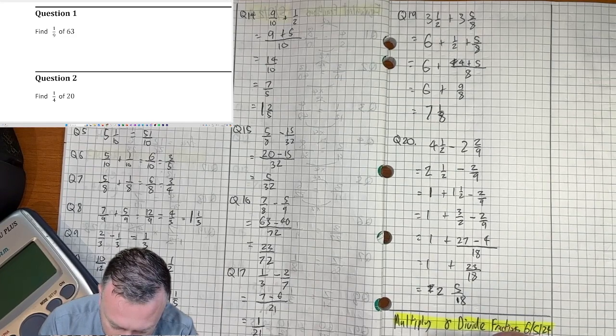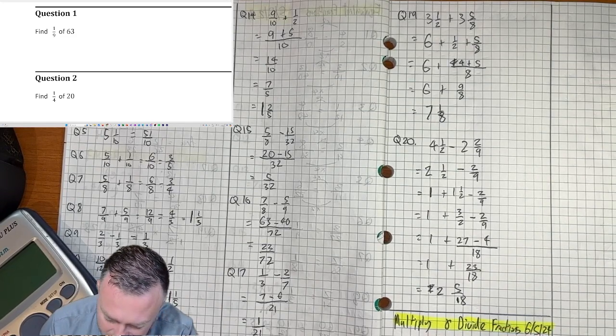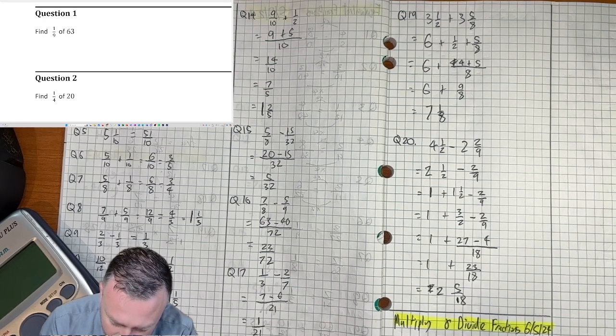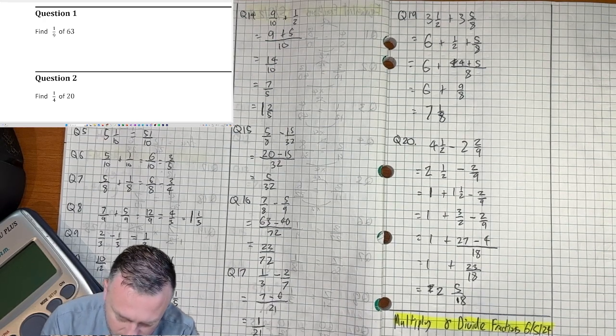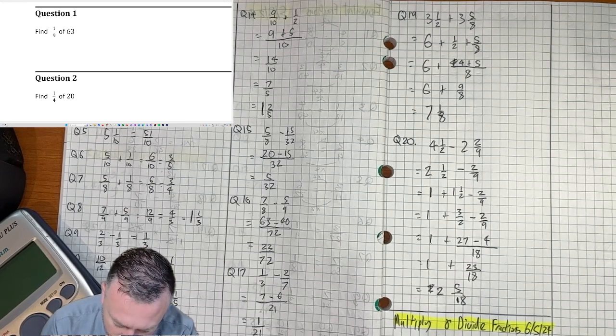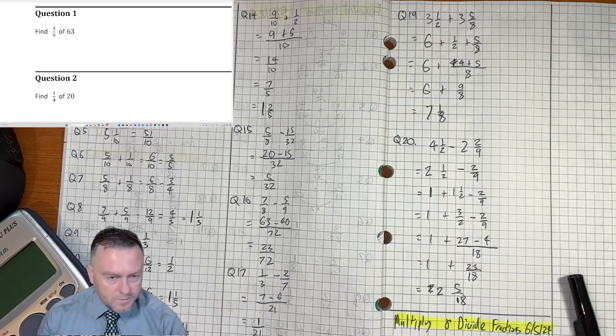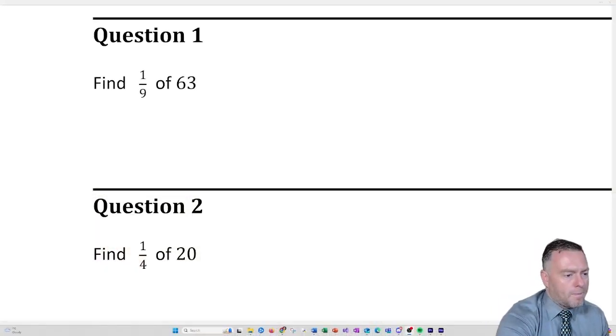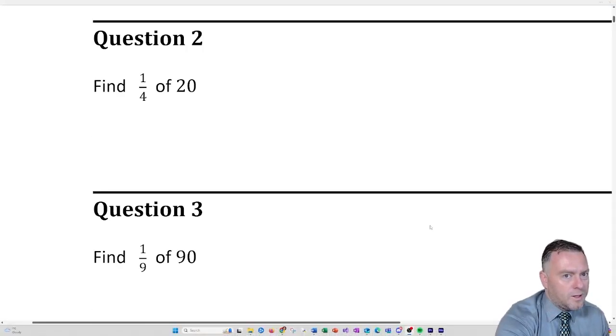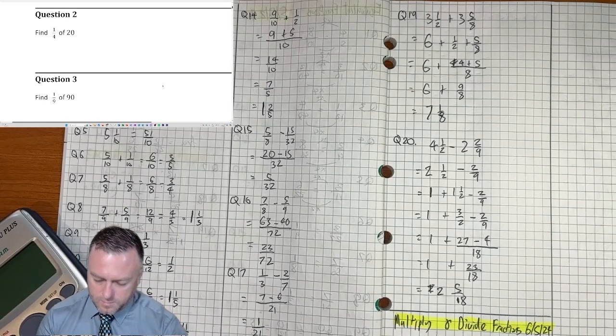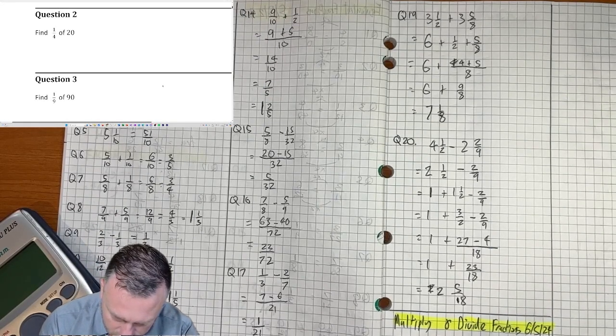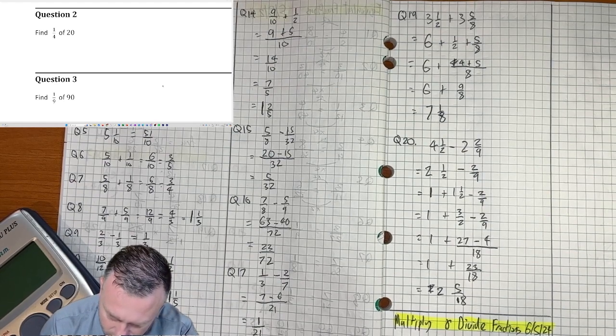Question 1. So we've got 1/9 of, which just means times 63. And then basically how many 9s go into 63? That gives you 7. So it's just going to be 7. Question 2. 1/4 of 20. So 1/4 times 20 over 1. It's going to just give you 5.